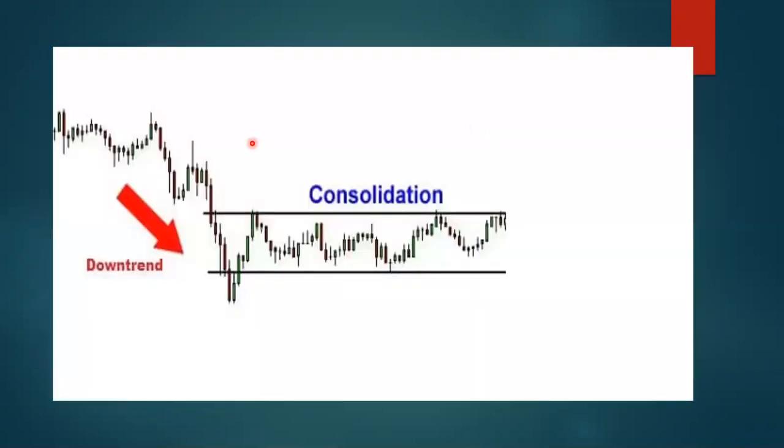As we can see here, price was in a downtrend, came to our support, then went up to our resistance. As you can see, price is just bouncing between our support and our resistance. It's just in there. We are just moving in a sideways move. We don't have either an uptrend or a downtrend.